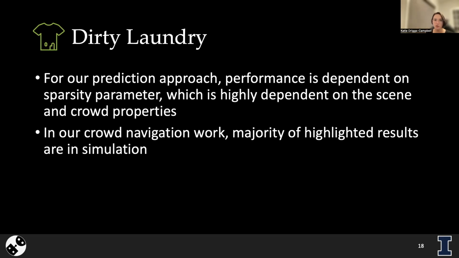In the crowd navigation work, most of the highlighted results and a lot of the cool statistically significant results are all done in simulation. This is hard when you're thinking about humans and robots interacting, since you're not really working with humans. And while we are able to deploy it on a robot, getting things reproduced effectively in a crowd is very challenging. This is also quite challenging in the time of COVID. So hopefully there'll be more crowds around.